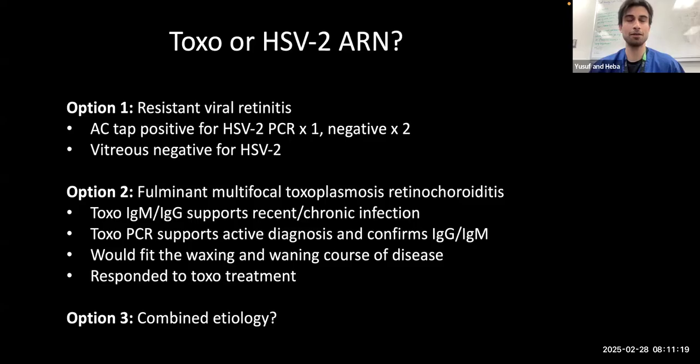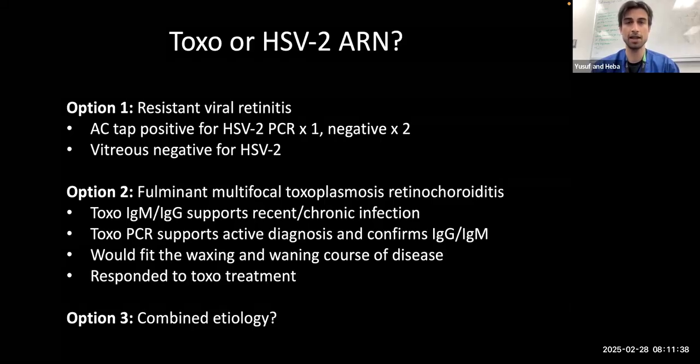So going back to what was really going on in this case, it was a bit of a difficult clinical picture. You know, was this toxo or was this HSV2 ARN? One option is that this was really a viral resistant retinitis. And, you know, the patient did have a positive HSV2 PCR, but was negative 2 times after. It was also negative in the vitreous sample from the vitrectomy, and they didn't really respond much to the antiviral treatment.